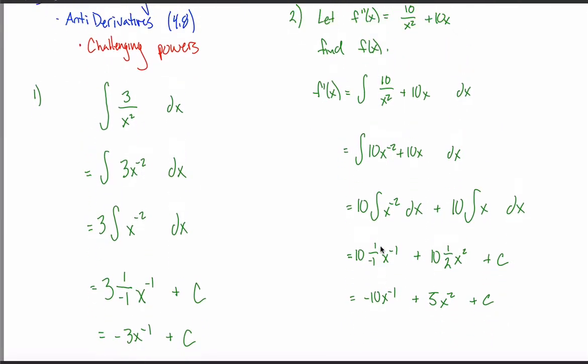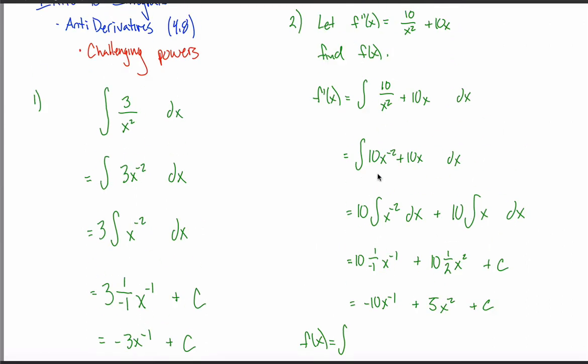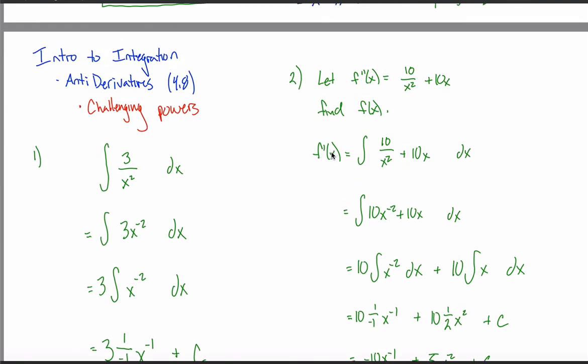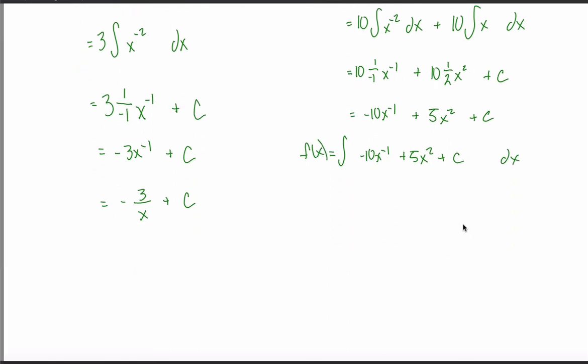I'll show you how. So our last step, to turn this into f of x, we'd say, well, f of x is the antiderivative of f prime of x. And f prime of x we just solved for. We got that it's negative 10x to the negative 1 power plus 5x squared plus c. So if we could figure out the antiderivative of this thing, we'd be in good shape.